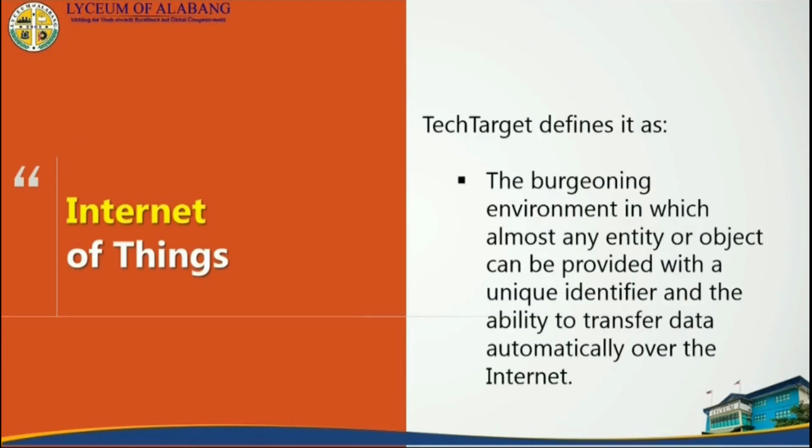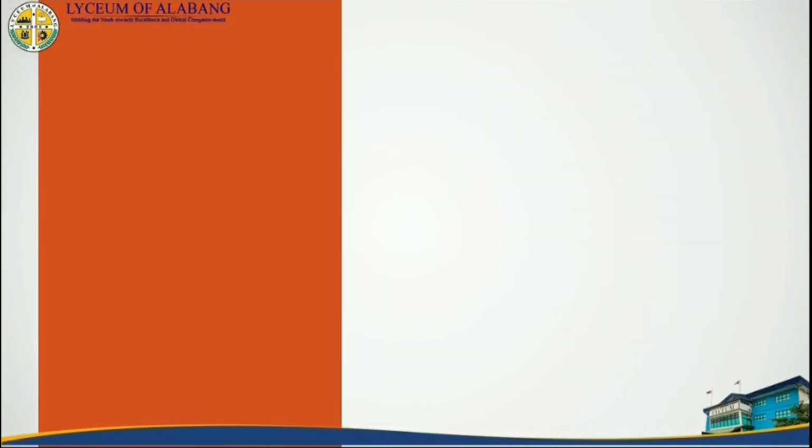TechTarget defines it as the burgeoning environment in which almost any entity or object can be provided with a unique identifier and the ability to transfer data automatically over the internet. It is extending the power of the internet beyond computers and smartphones to a whole range of other things, processes, and environments. It simply means taking all the things in the world and connecting them to the internet. McClelland, 2020. So how does IoT or Internet of Things work?